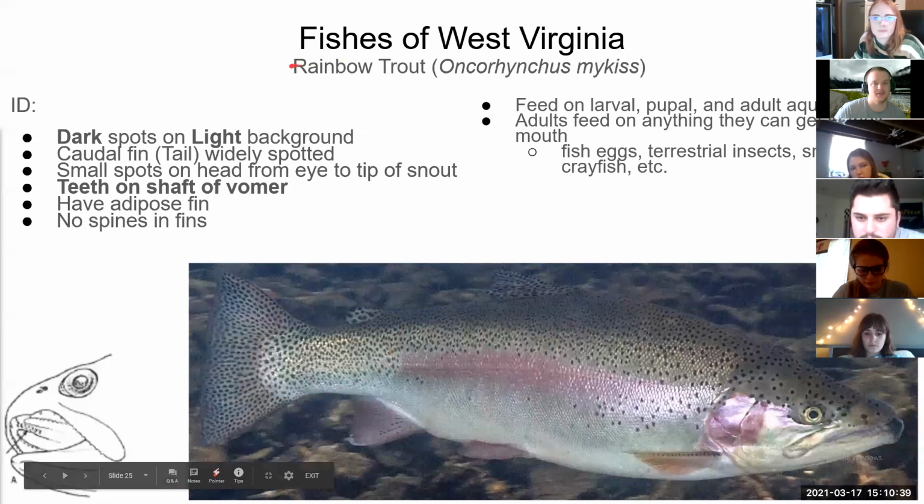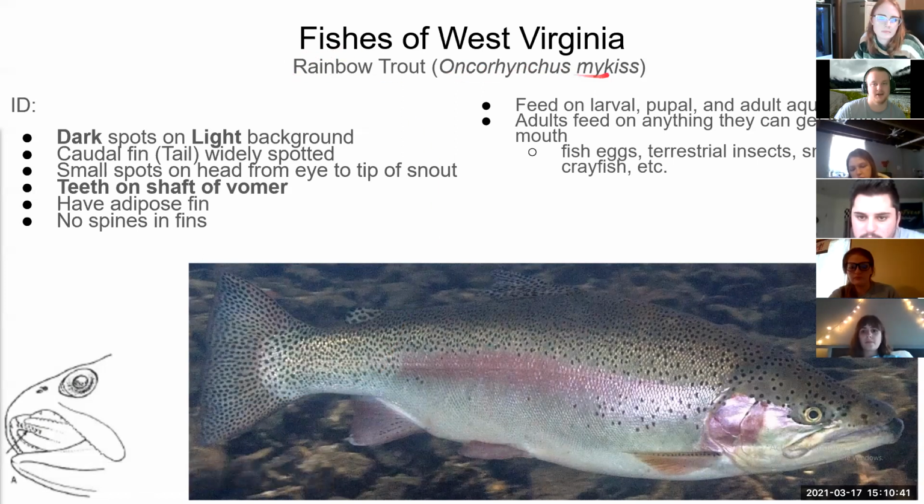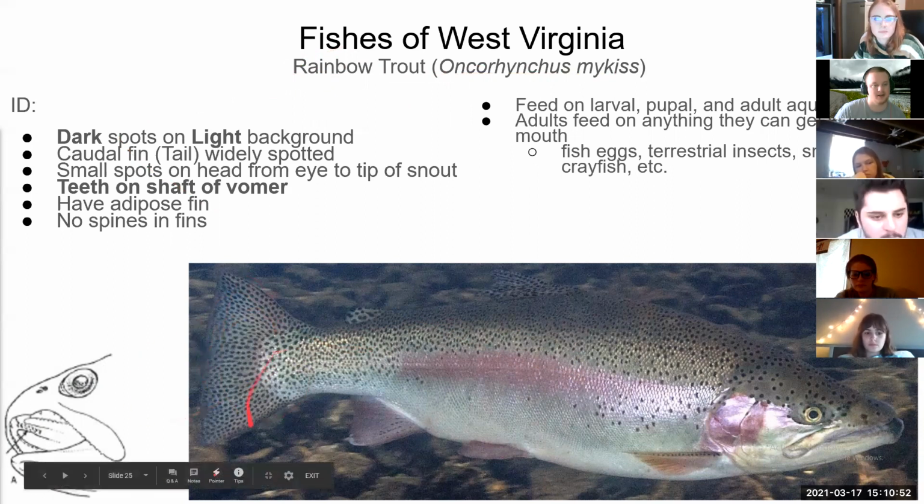So to contrast, the rainbow trout, Oncorhynchus mykiss, has these dark spots on a light background. The spots extend onto the caudal fin, so it's widely spotted. So caudal fin or tail. And then they also extend past the eye to the nose.